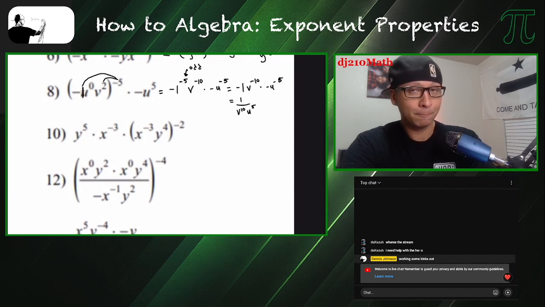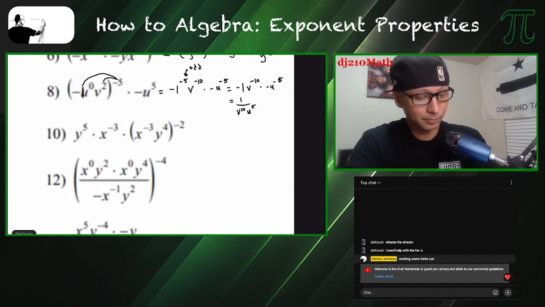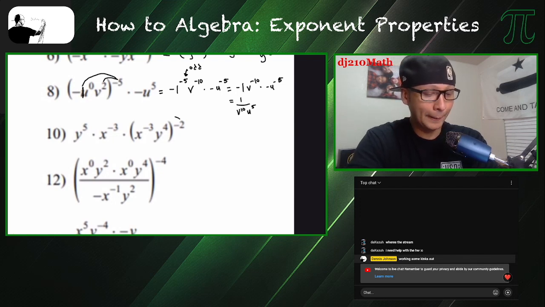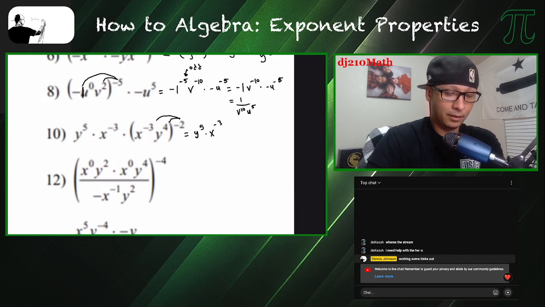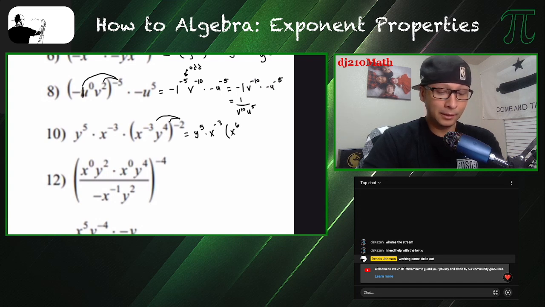So number 10, we're halfway through. The negative 2 is going to apply to both of these. So y to the 5th times x to the negative 3, times x to the positive 6, y to the negative 8.